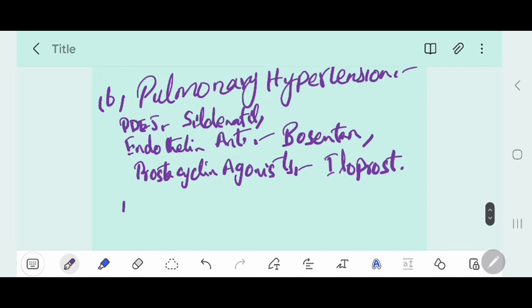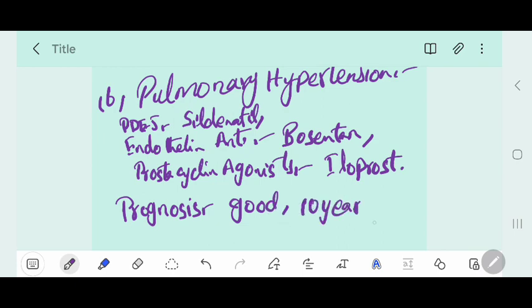Furthermore, the prognosis of this disease, compared to other diseases like SLE, is good. That is, 10-year survival is 70%.